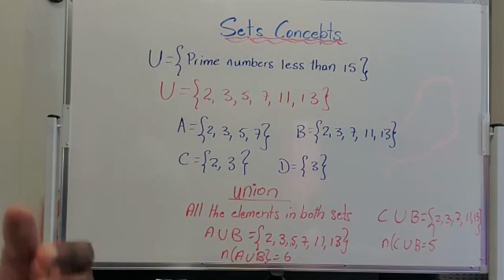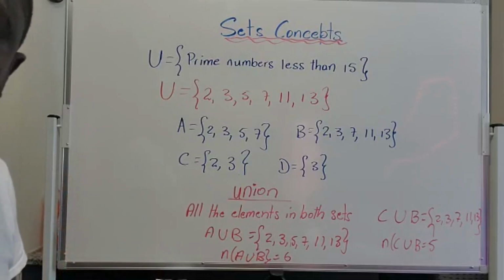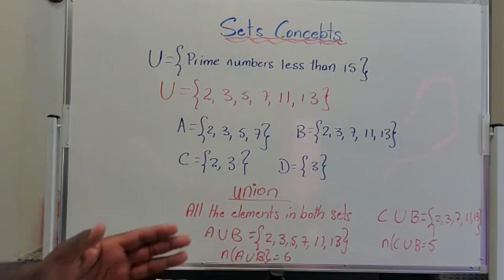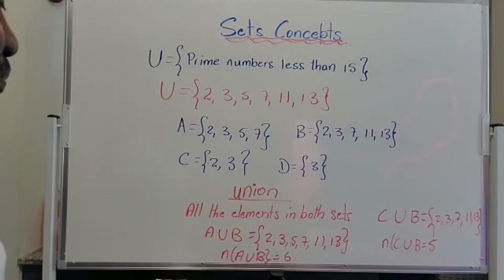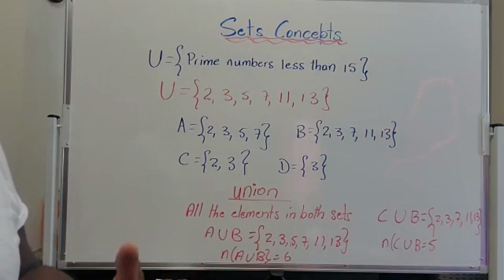We have looked at the subset, which is a part of a given set or the universal set. I've looked at the intersection, where we said the intersection are the elements that are common to both sets. And I've looked at union, where we speak of all the elements that are in both sets. So it's a combination of the members within the set.